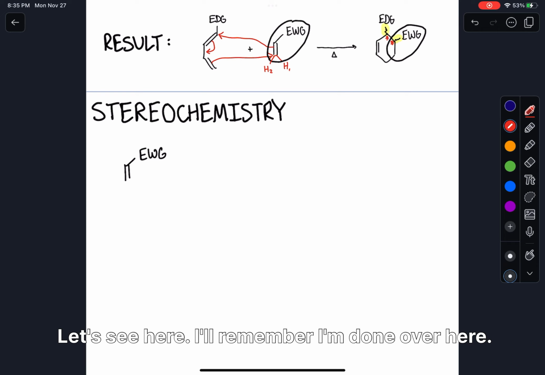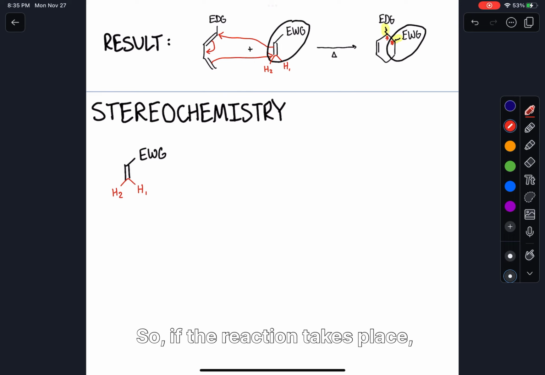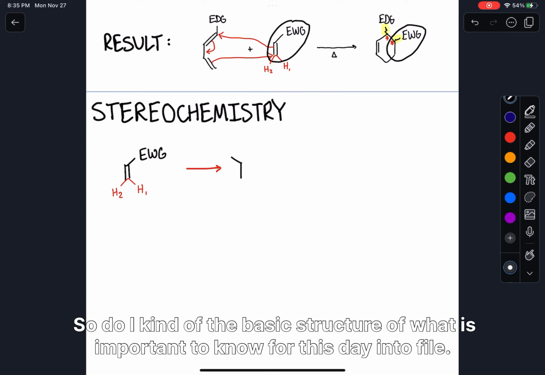Let's see here. I'll write them down over here. It is important to note where they are on this molecule as it stands right now. As shown here, hydrogen 1 is on the same side as the electron withdrawing group. So they will be cis together. And it will translate over to our product. So, draw kind of the basic structure of what is important to know for this dienophile.